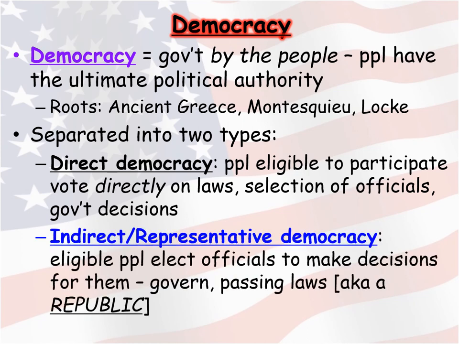We have an indirect or representative democracy. We have a republic. And this is where eligible people, people who are citizens, people who qualify, who have not been disenfranchised, elect officials, and those people make decisions for us. They govern, they pass laws.